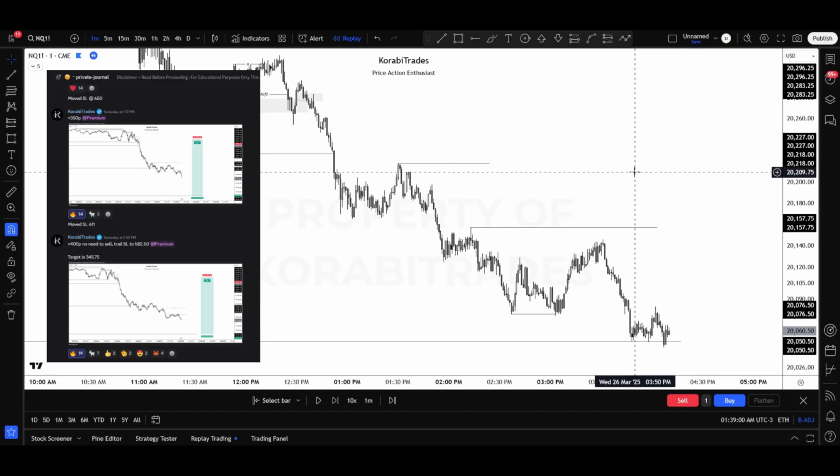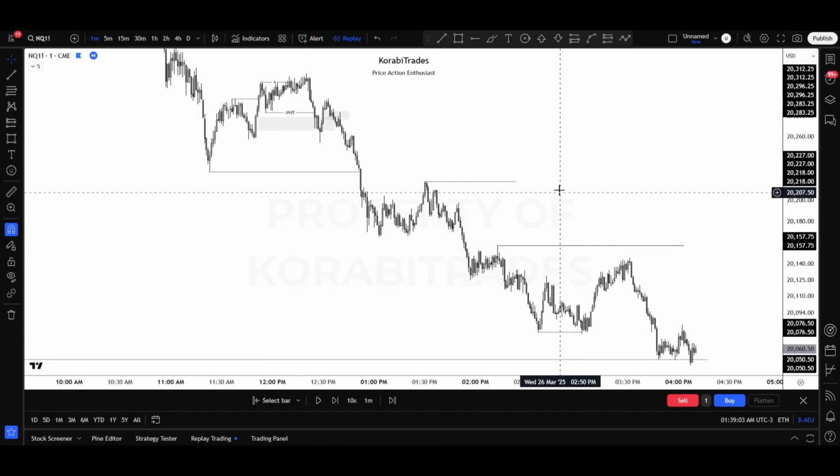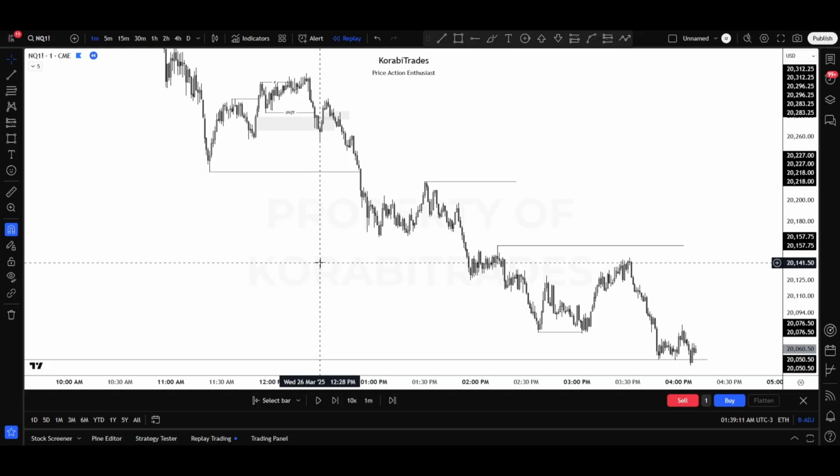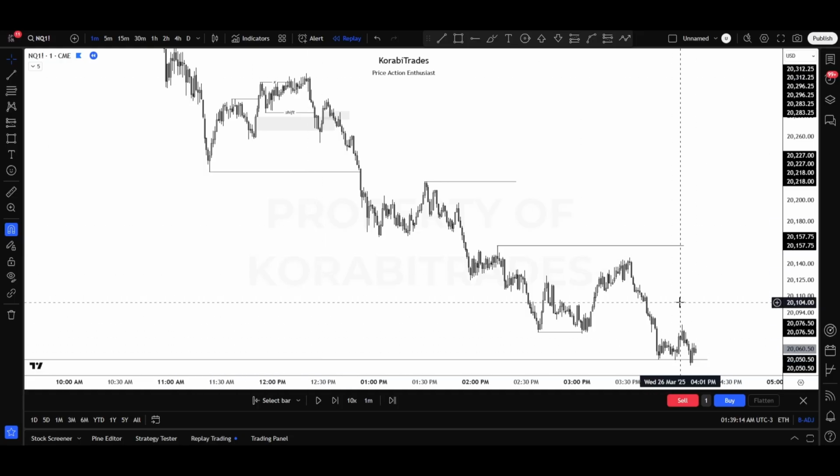Super good day. This is a simple continuation model, trading market internals, trading strength, aggression. You could do discount premiums. You could do anything you like. Just understanding order flow, displacement, and market internals will give you an outlook like this.